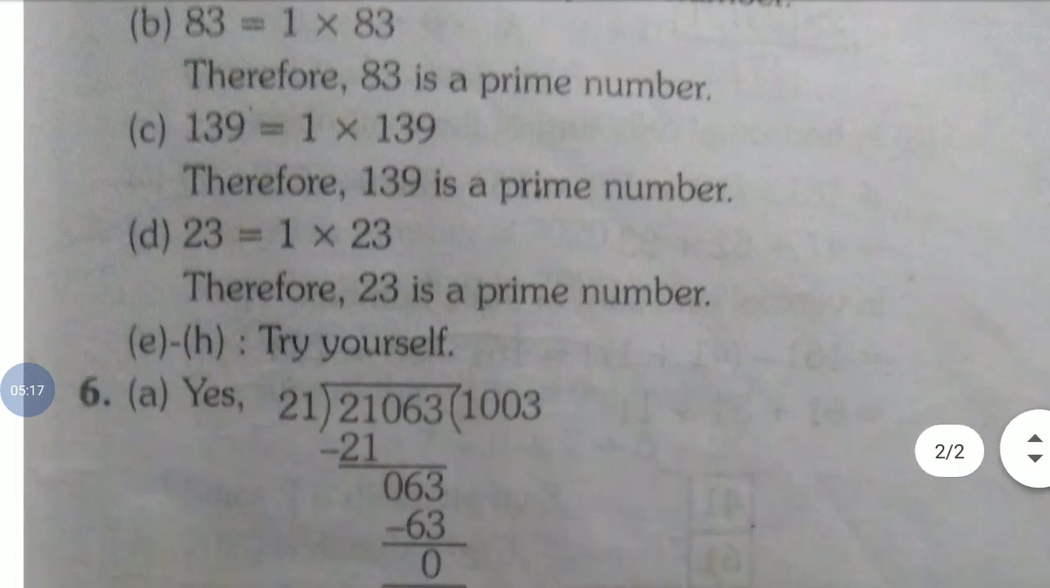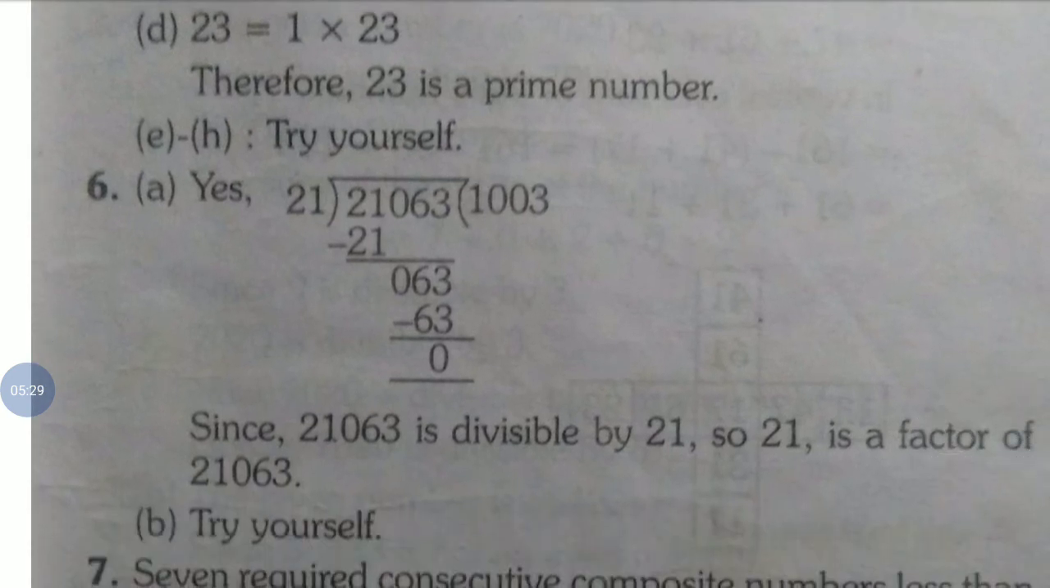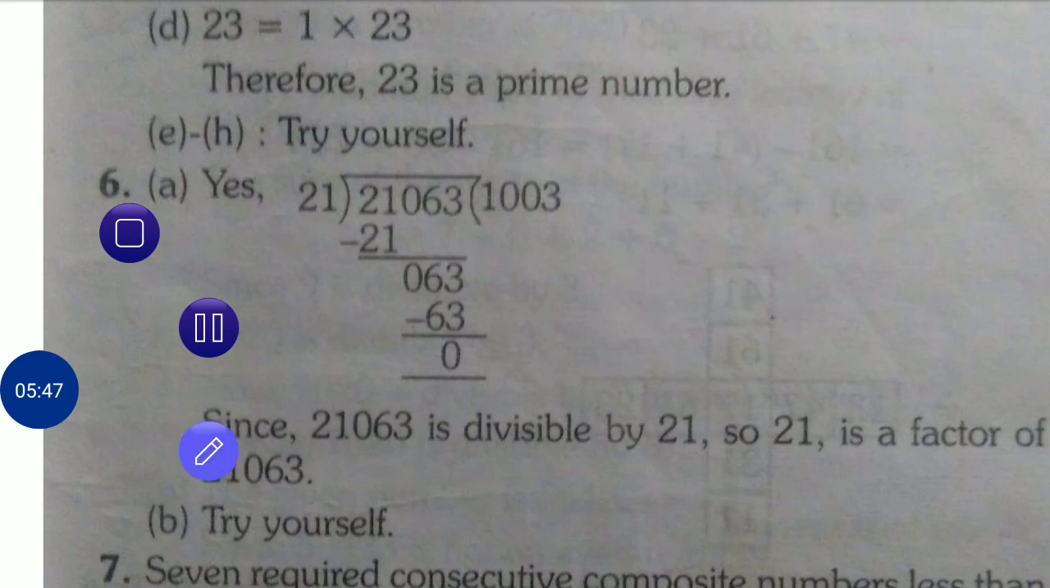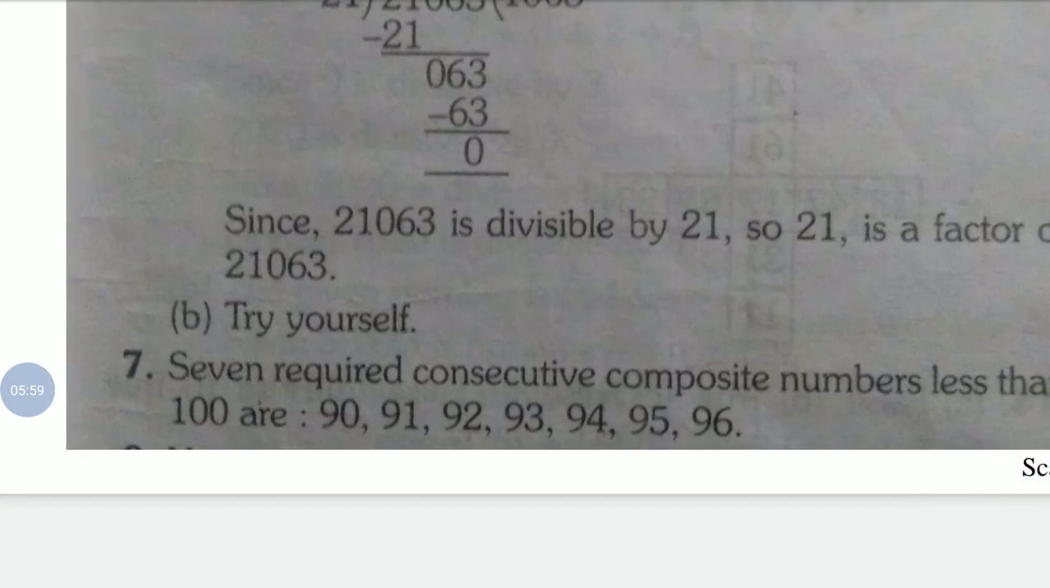Then in the sixth example, determine whether 21 is a factor of 21,063. So in such a case, you have to do the method. You have to try to divide it. If it is divisible, then we can get that. So 21,063 divided by 21. If you divide it, then you will get 1003. So if you get that answer, it means that it is divisible by 21. So 21 is a factor of it. Just for finding whether it is a factor or not, you have to divide it. In the same way, you will be doing the B.